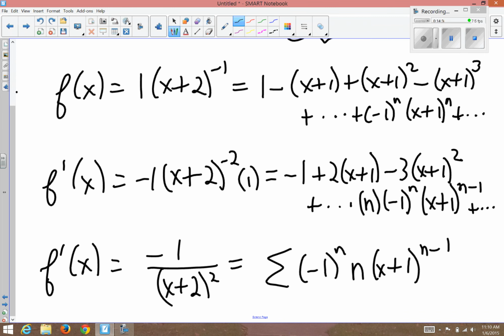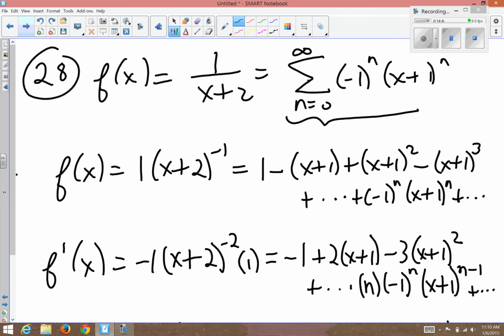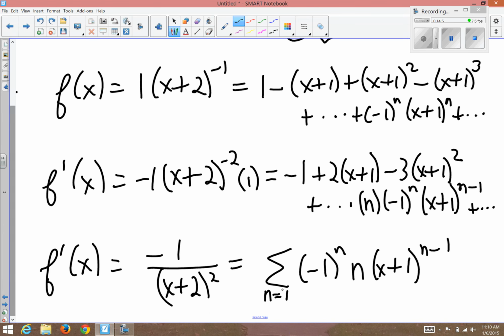And you're going to think about why I'm starting with n equals 1 instead of 0, even though the original function from exercise 22 started at n equals 0. There's a reason this one starts at n equals 1. I would just like you to think about that.